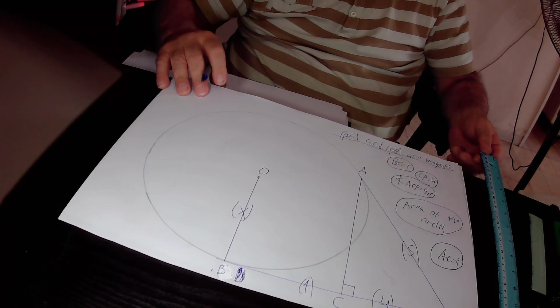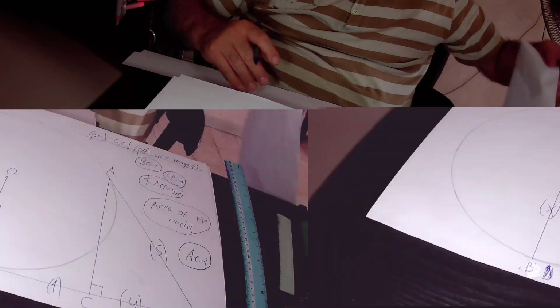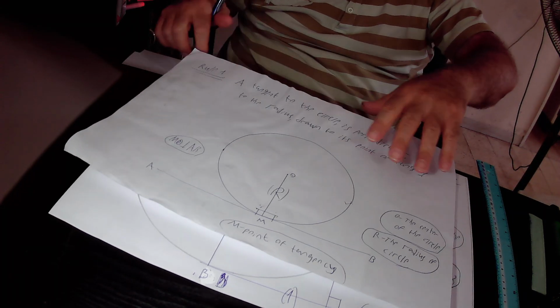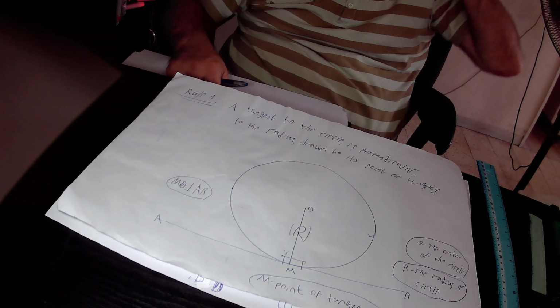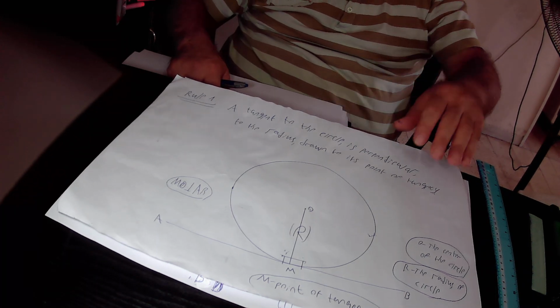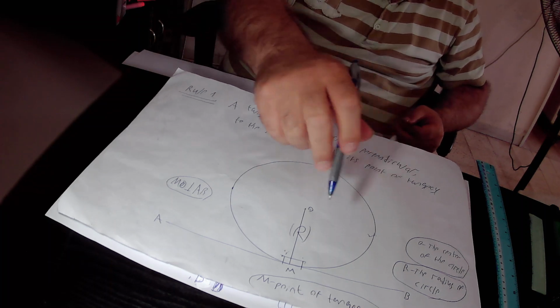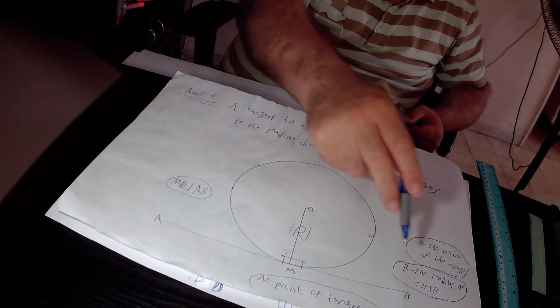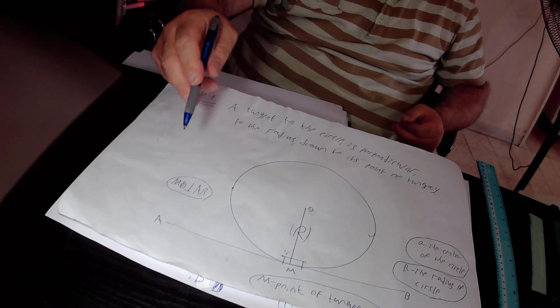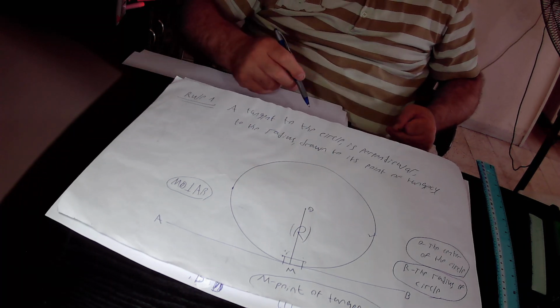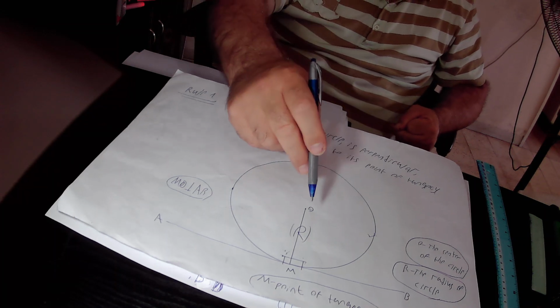So here we can implement rule 1. According to rule 1, a tangent to the circle is perpendicular to the radius drawn to its point of tangency. So in the drawing we have a circle and we have tangent AB that is tangent to this circle at point M. Point M is the point of tangency of tangent AB with this circle. And we also have the radius OM that is equal to R.